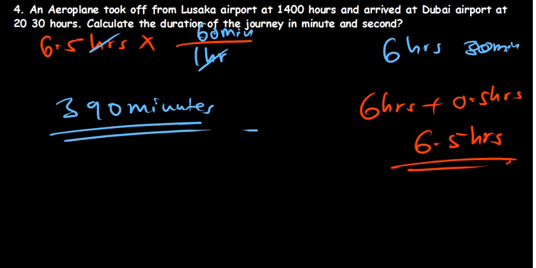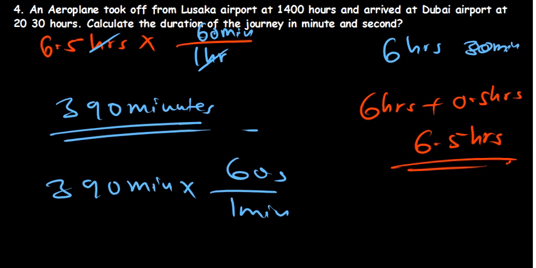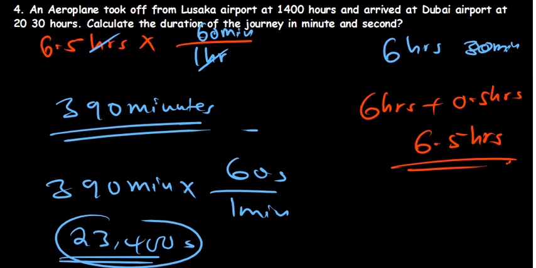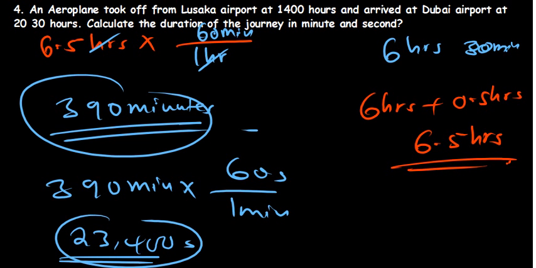Now let's convert this to seconds. If I want, I can just do it directly: 390 minutes times, in 1 minute I have 60 seconds. Then I do this times 60 again. So I'll end up having 23,400 seconds. So these are my seconds and these are my minutes. As simple as that.